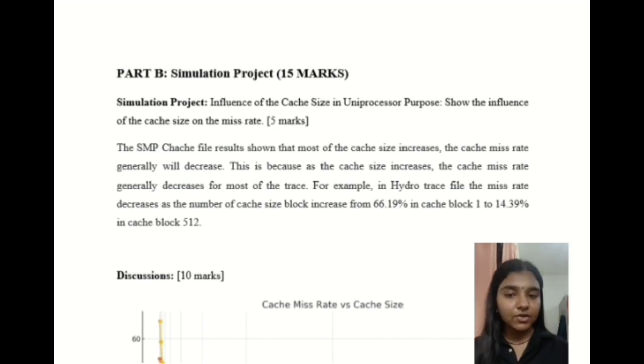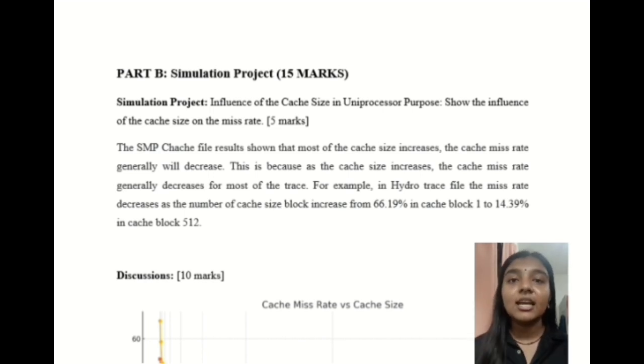However, the rate of decrease varies between different trace files, and in some instances, the miss rate can remain relatively stable or even slightly increase at larger cache sizes.